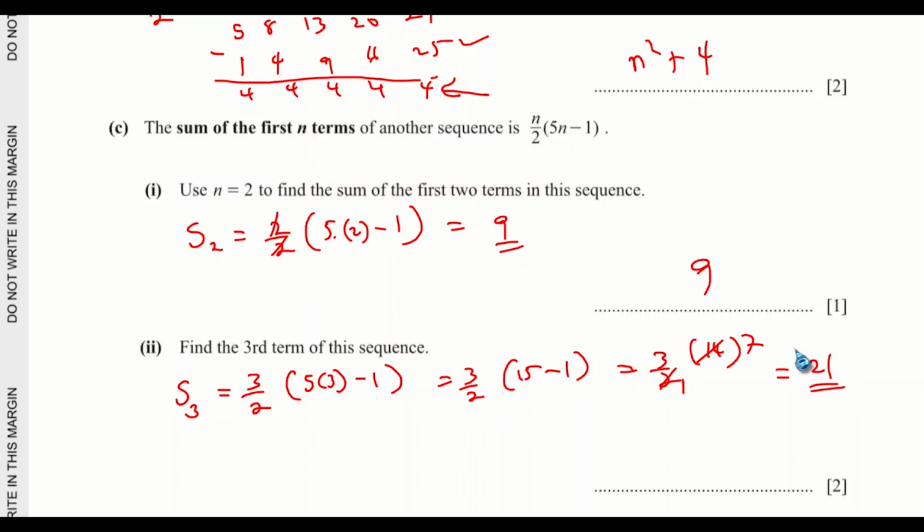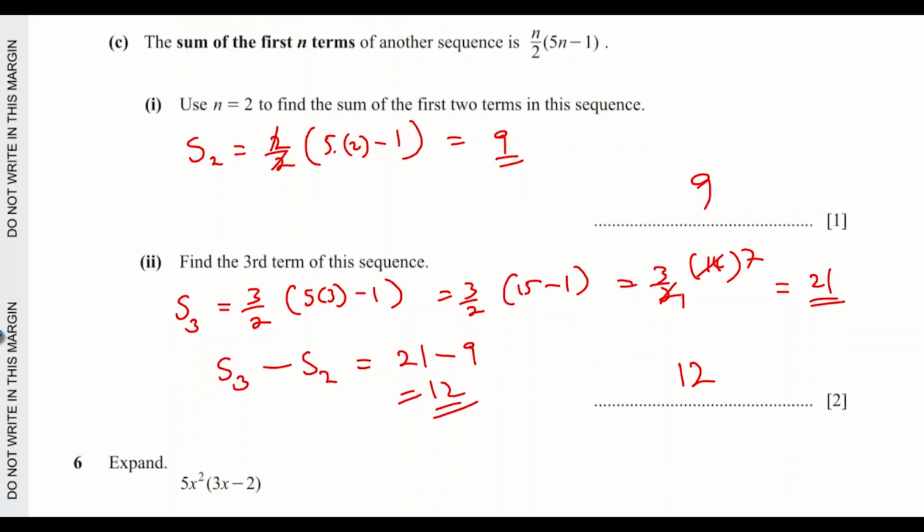So the third term will now be the sum of the first three minus the sum of the first two. So that will be 21 minus 9. So the final answer is equal to 12. So that means the third term is equal to 12.